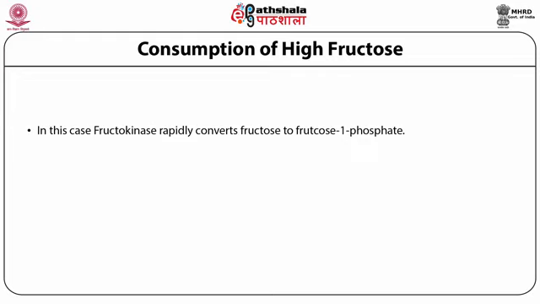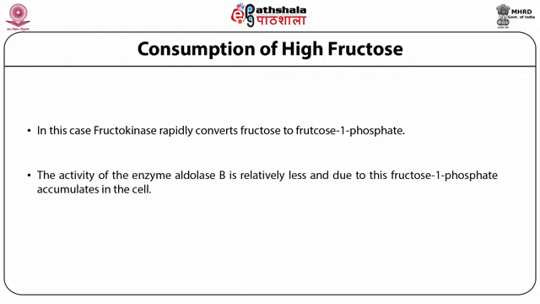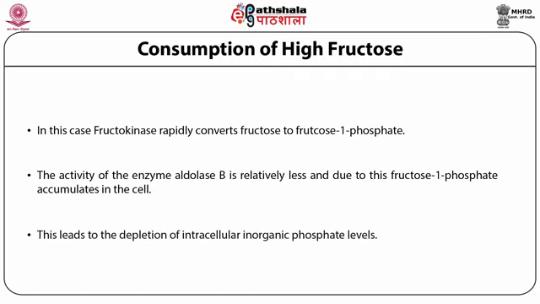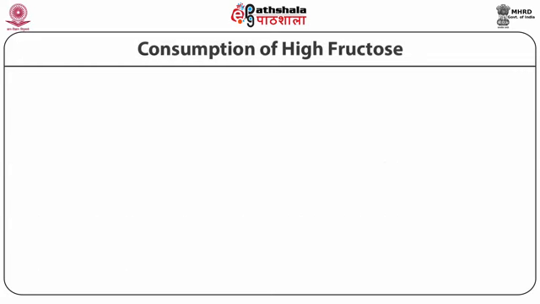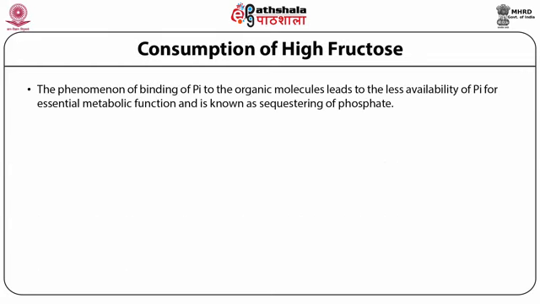In this case, fructokinase rapidly converts the fructose to fructose 1-phosphate, the activity of enzyme aldolase B is relatively less, and due to this, fructose 1-phosphate accumulates in the cell. This leads to the depletion of intracellular inorganic phosphate level. The phenomenon of binding of phosphate to the organic molecule leads to less availability of phosphate for essential metabolic function and is known as sequestering of phosphate.